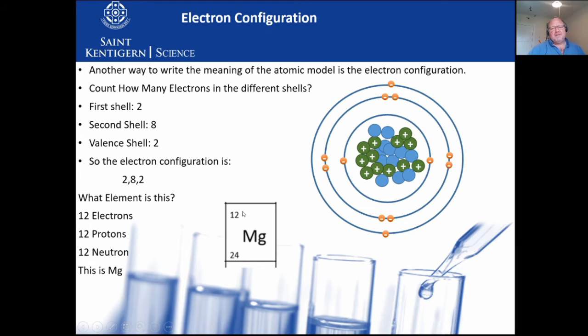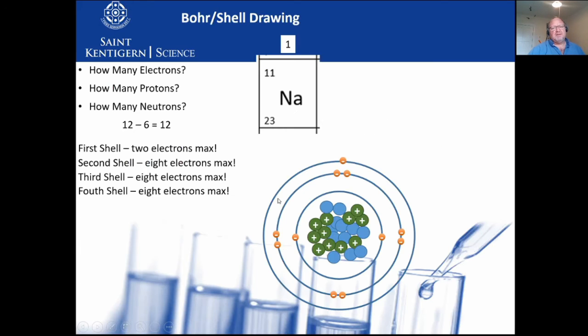Okay, so if we put 2 in the first, we write down the number 2. Then we put the second one, 8, because it's full. 8. And then how many in the valence shell? 2. Now when you look at this, you can see clearly that the 2 over there is the number of electrons in the valence shell. And that also means if he has 2 in his valence shell, it means he has to be in group 2. Huh. Let's go back and check if that's true.